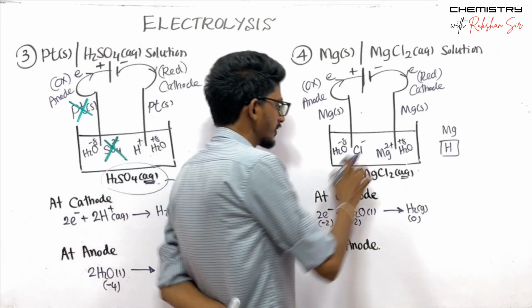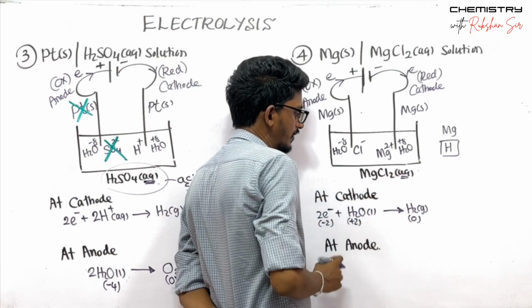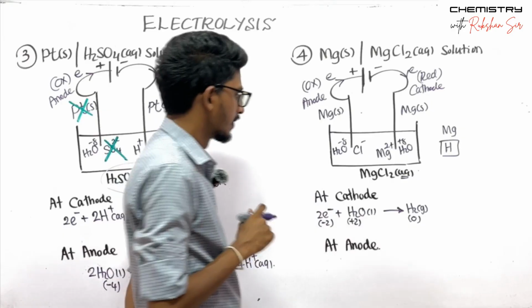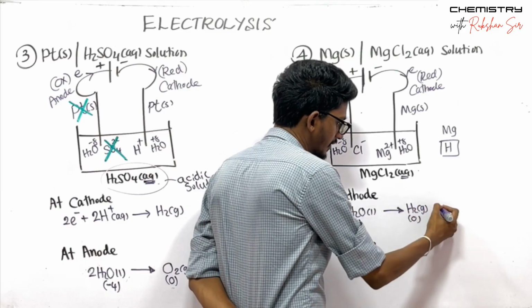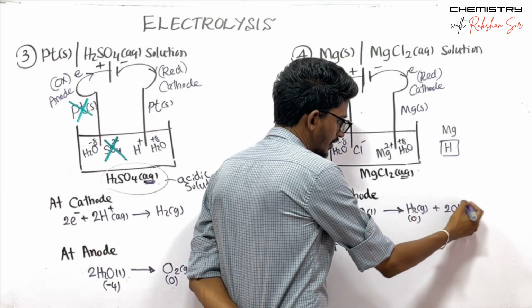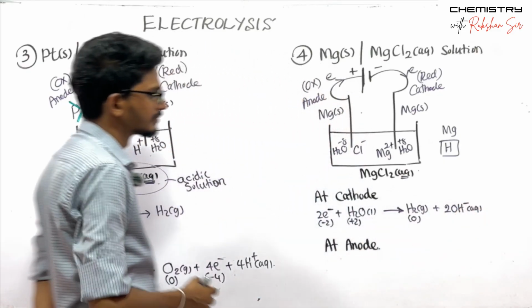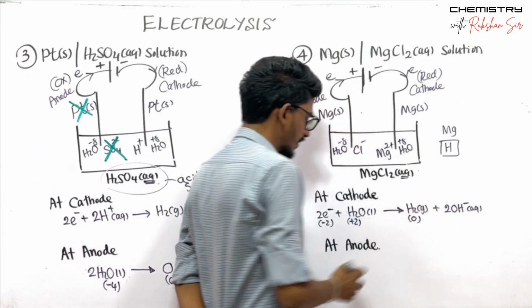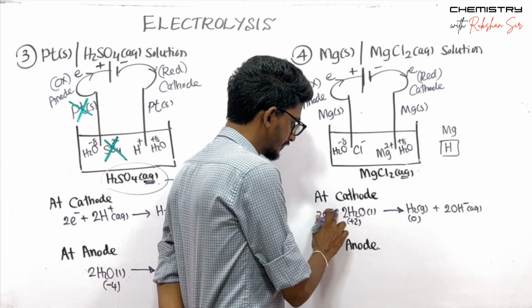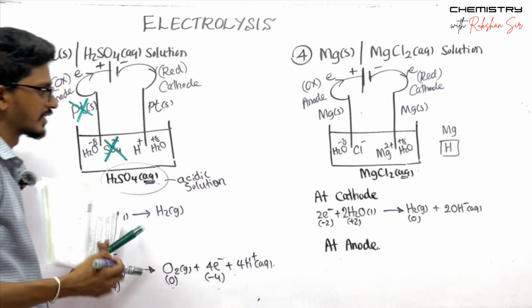This is a neutral solution. We can take it as a neutral solution, right? Not strongly basic or strongly acidic. So water at the cathode, that means basic medium balancing. So 2OH minus on this side to balance the charge. Right? To balance the hydrogens, 4 hydrogens are there. We need some 2 here. That is the reduction reaction at the cathode.